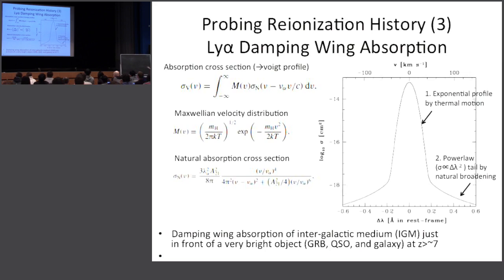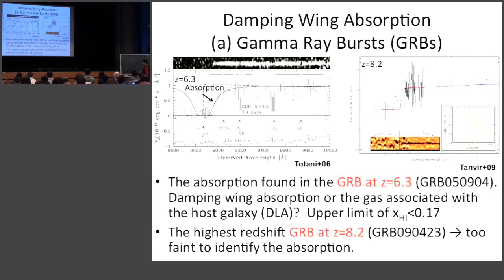Then, of course, you need some background light to measure this damping wing absorption given by the neutral IGM. There are 3 sources of background: GRB, QSO, and galaxy. So let's look at these 3 source results.